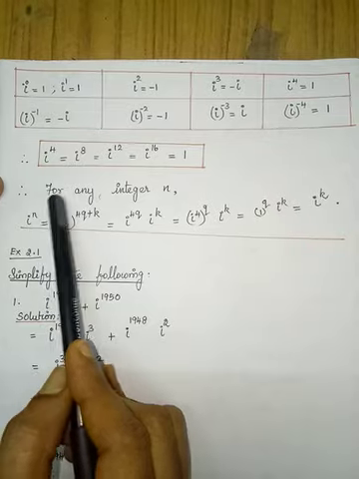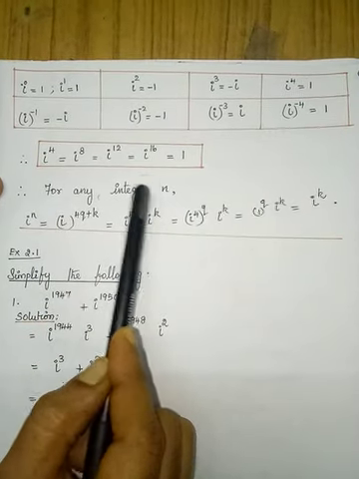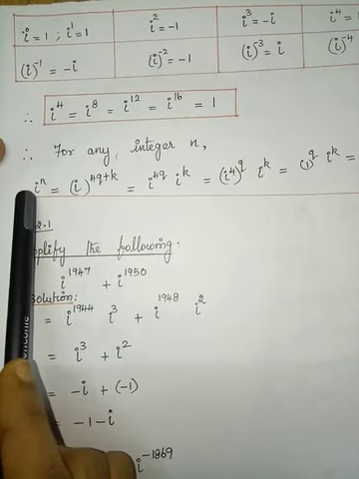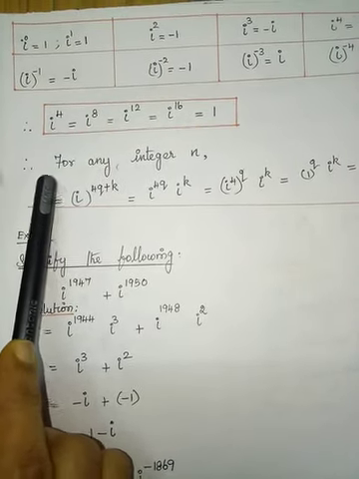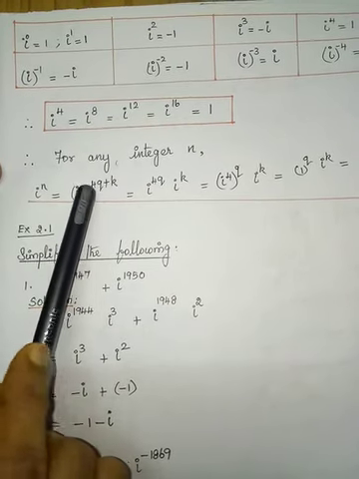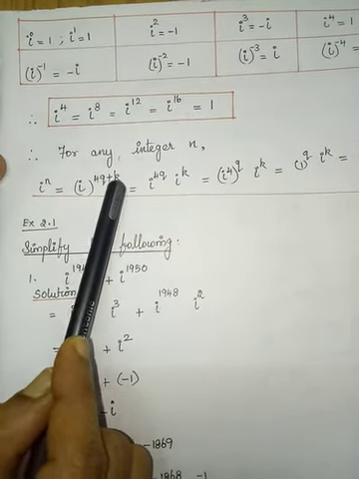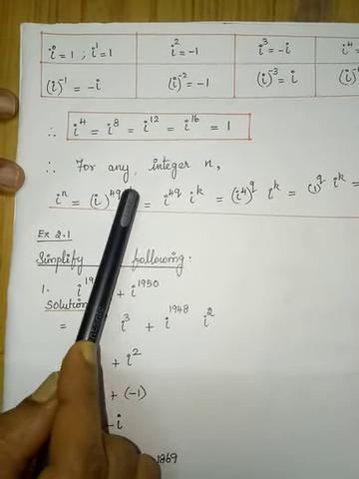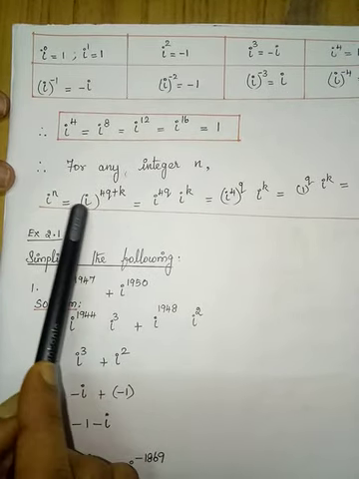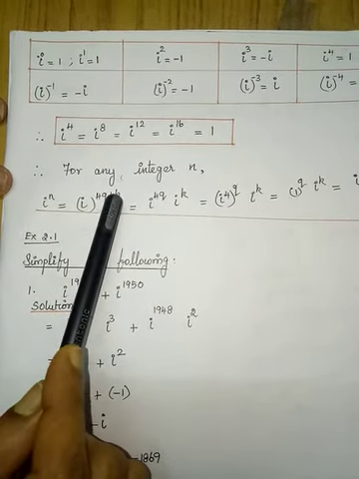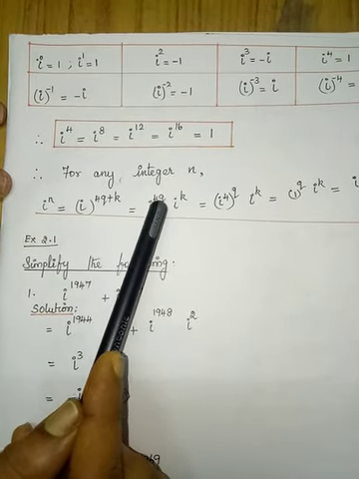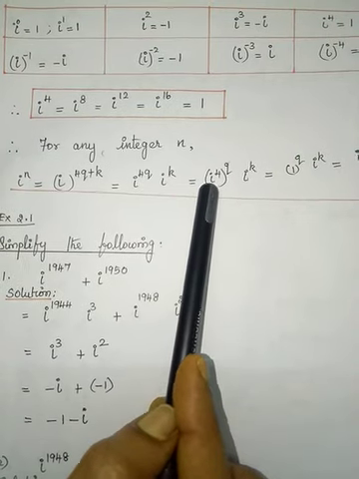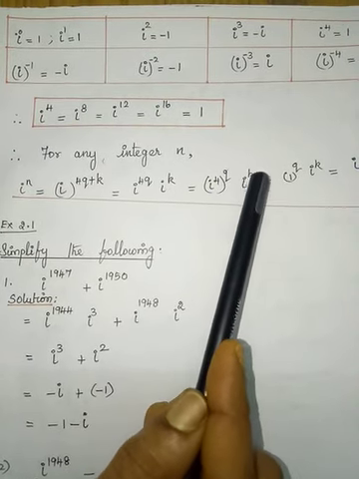Now take any integer n, it may be anything. If we are going to find the value of i power n, this integer n can be written as a multiple of 4 plus a remainder. 4q means it is a multiple of 4, plus k, which is the remainder. How will this term be written? The powers are added, so you can write i power 4q into i power k. And i power 4q is written as i power 4 the whole power q, into i power k.